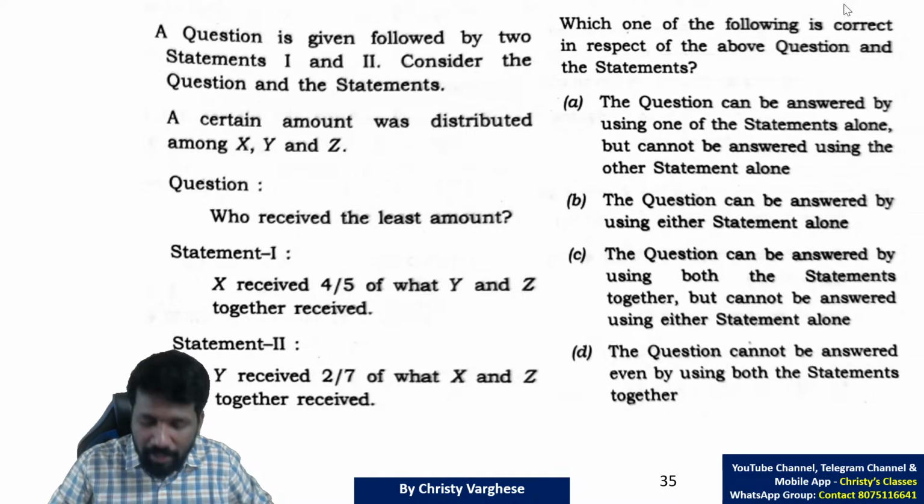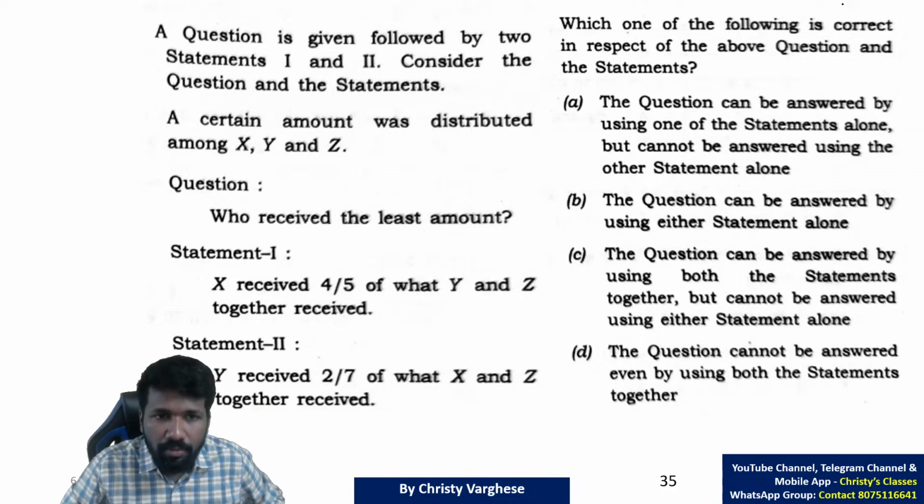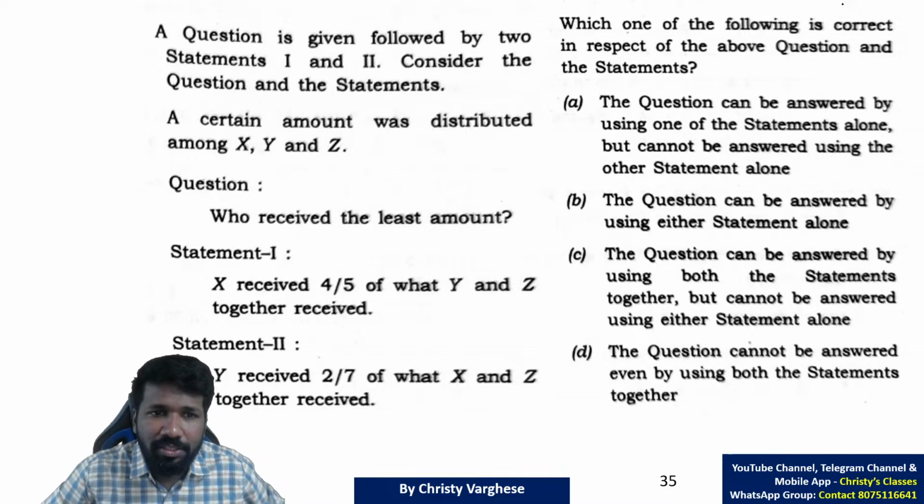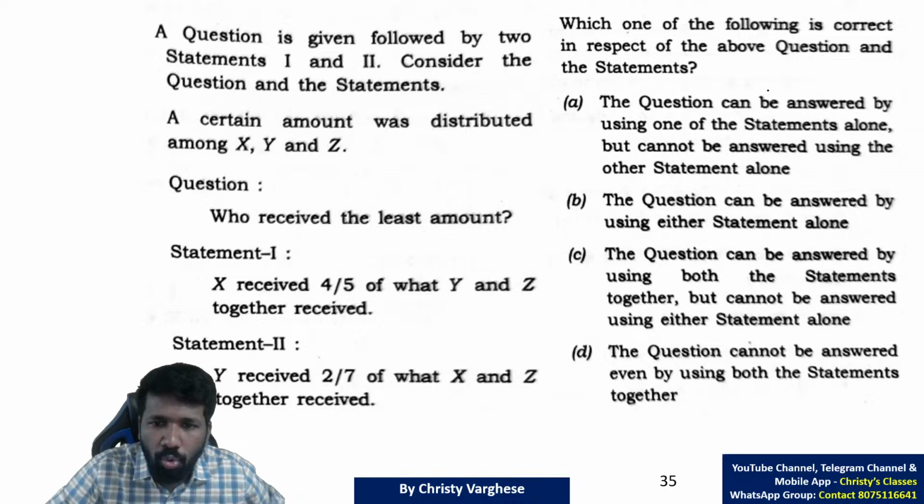Okay, so I'll explain now. A question is given followed by two statements 1 and 2. Consider the question and statement. A certain amount was distributed among X, Y, Z. Who received the least amount? So, minimum value we need to find. X received 4/5 of what Y and Z together received. The Y value plus Z value, 4/5 of it.